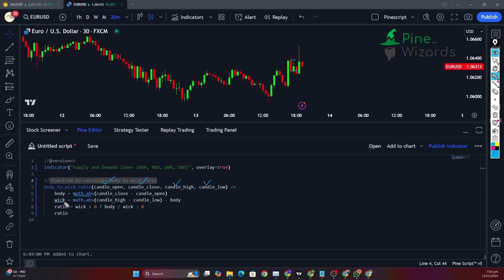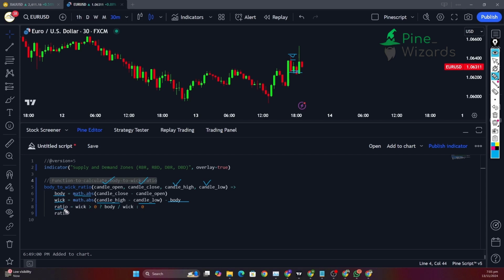And then we are going to get the wick, that is candle high and candle low minus the body. So when we already have the body and we get the total range, then what remains is these wicks. So we're going to get the body and wick, and then we're going to calculate the body to wick ratio.